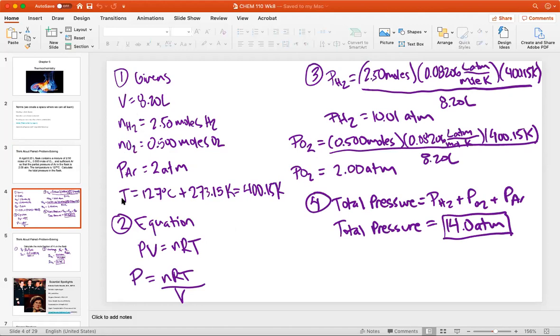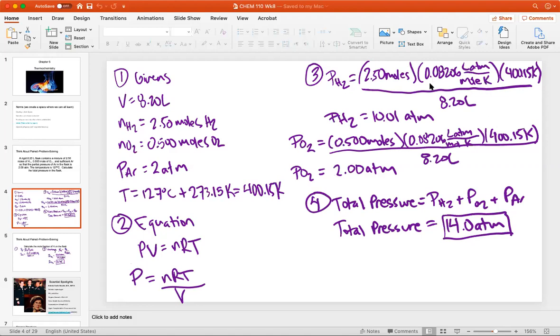Because of the information that we're given, we know that there are some things that we don't have. We were asked to solve for total pressure in the problem, but we don't have the pressure of our hydrogen gas, and we don't have the pressure of our oxygen gas. That's okay because we have an equation we can use to solve for pressure, and that equation is our ideal gas law. We're going to rearrange that ideal gas law to solve for pressure, and then we're going to do two separate calculations, a calculation for the pressure of hydrogen gas and a calculation for the pressure of oxygen gas.